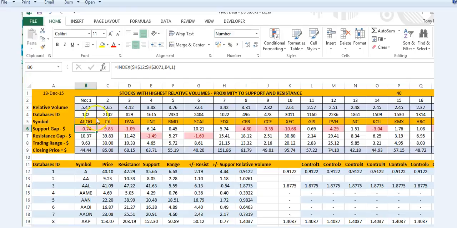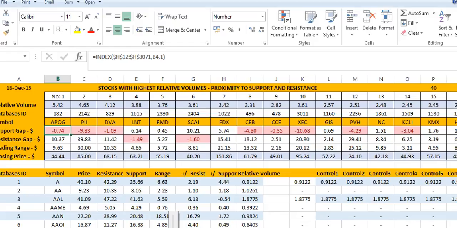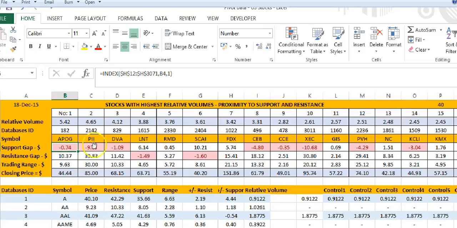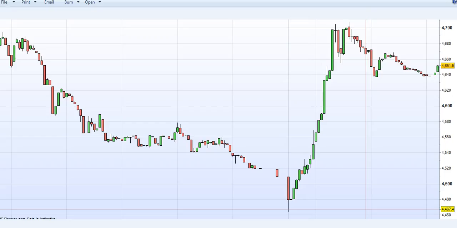Now here's another company that popped its head up in our alerts, APOG. Don't really know very much about it. 5 times its average volume. It was below support. Looks as though something interesting is happening with this stock here. So the day after we posted the alert, this indeed is what has happened. So we picked this up at $44.80.